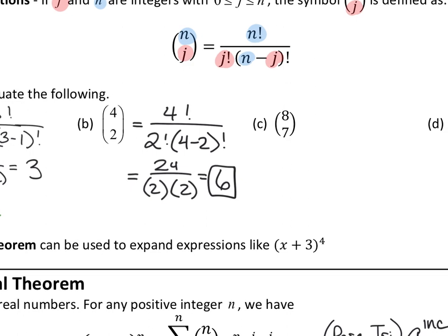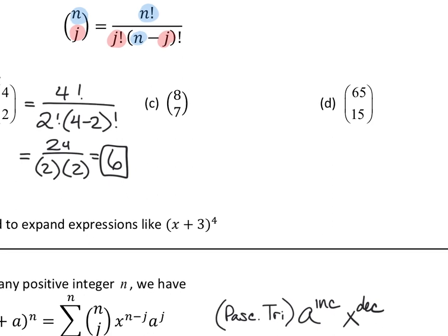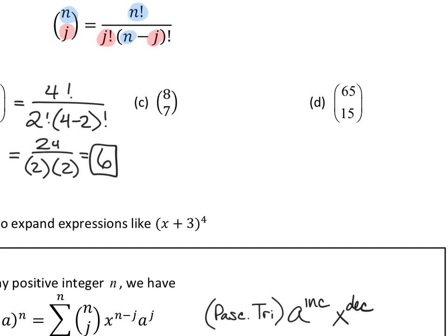Okay, how about C? C we could probably do in our head. We have 8 things. We want to choose 7 of them. How many options do I have? If we don't want to do it in our head or draw out 8 objects and choose 7 of them over and over again, we can use the formula: 8 factorial over 7 factorial times 8 minus 7 factorial. Now these numbers got a lot bigger. 8 factorial is going to be pretty big. However, doing this in your head is very simple still.